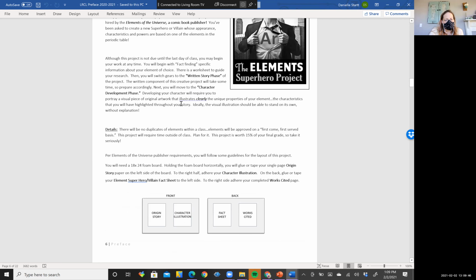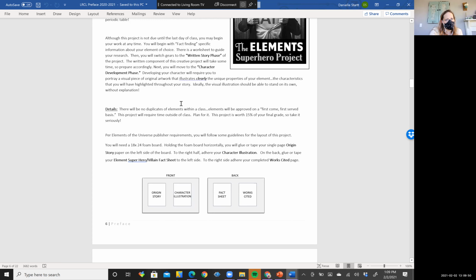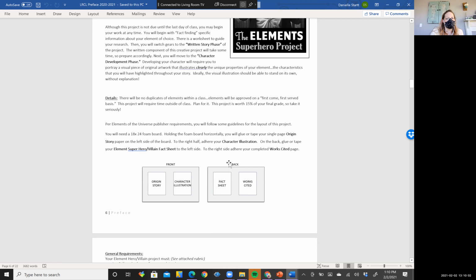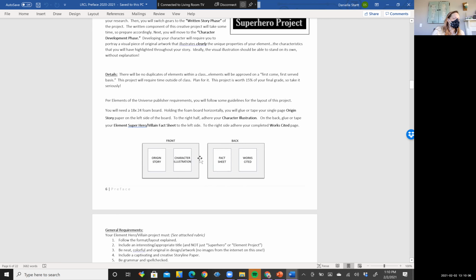So is this just our final project right here? Yeah, you have to do what it says. It says here, you're going to need an 18 by 24 foam board. Hold it horizontally, glue or tape your single page origin story on the left, and then your character illustration. So it'll be front and back. You'll have origin story, illustration, fact sheet, works cited.